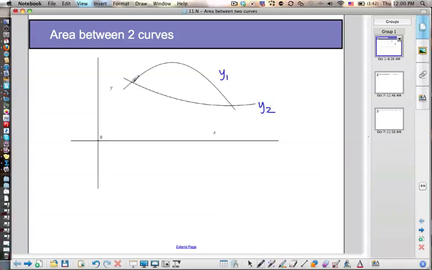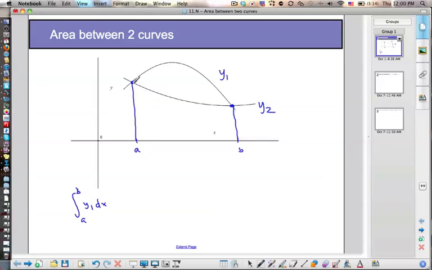Basically it's exactly what you would want to do. You want to find the intersection points first. So we'll say the intersection points are B and A. Then the technique is you find the area underneath y1, which will be the integral from a to b of y1 dx.